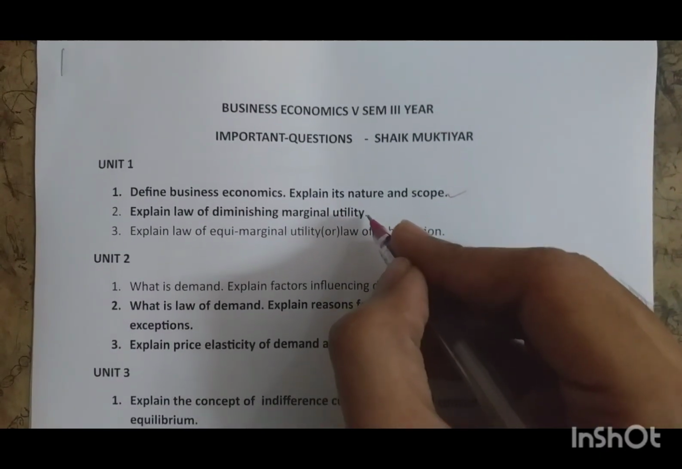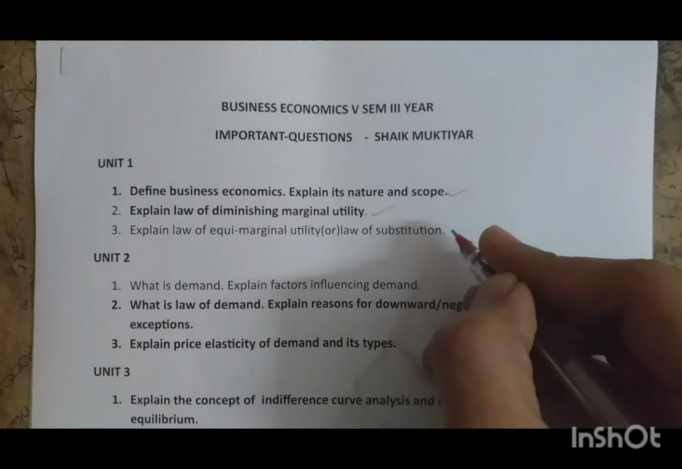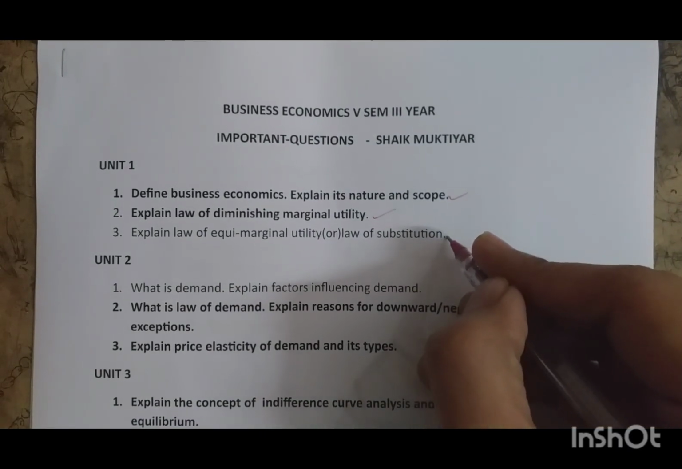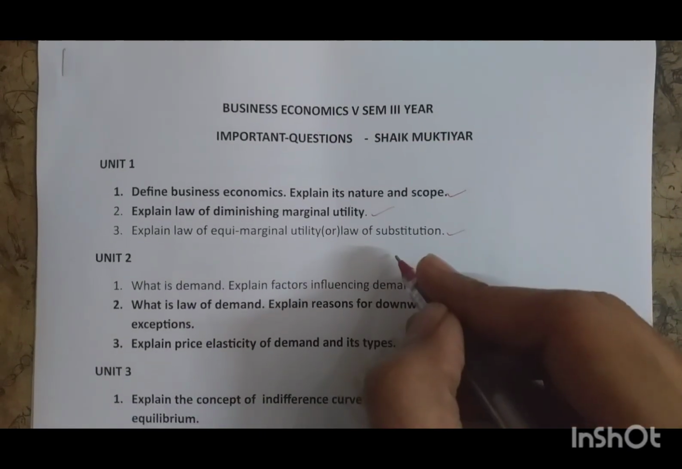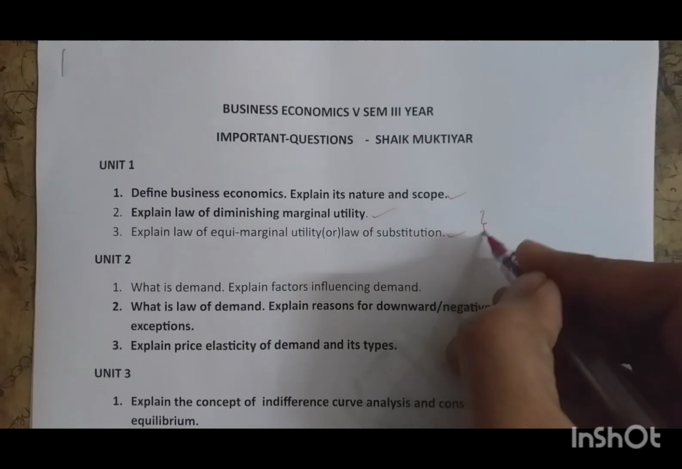Second one is: explain the law of diminishing marginal utility. Third one is: explain the law of equimarginal utility, and this law is also known as law of substitution. These three are very important.